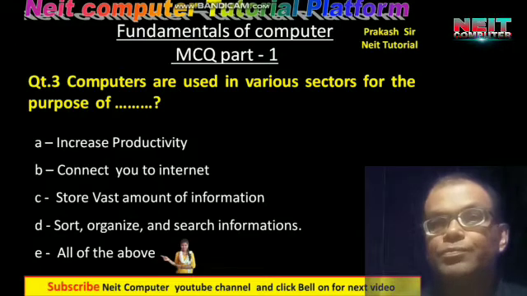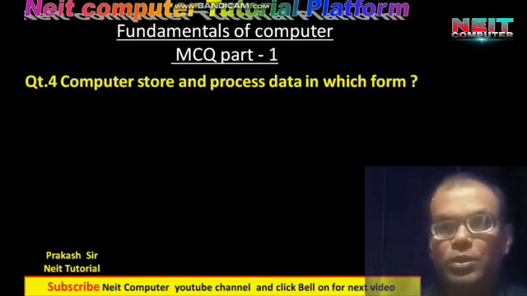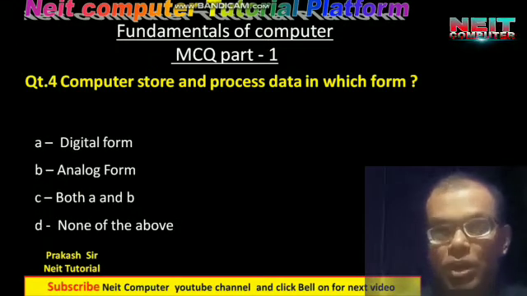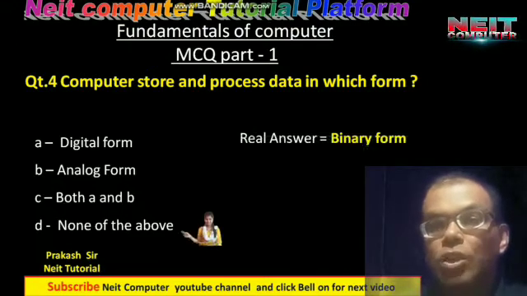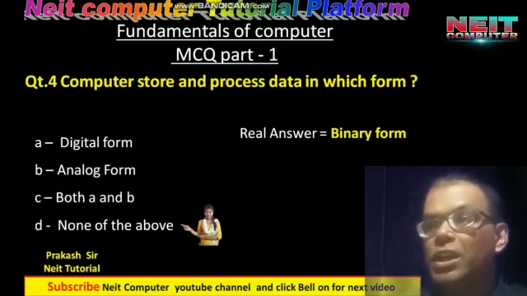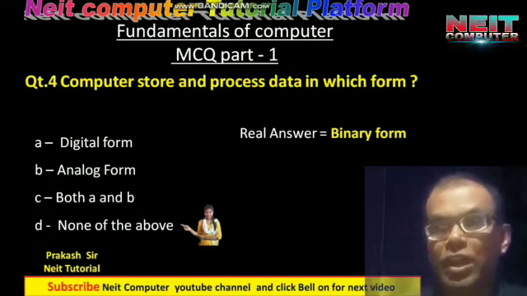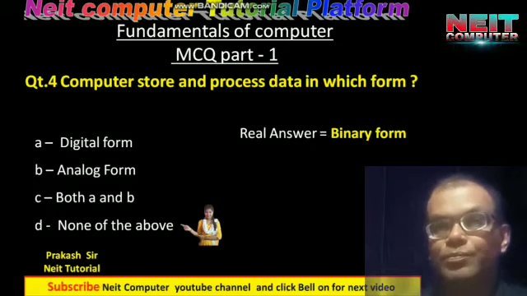The next question is computer stores and processes data in which form? The options are digital form, analog form, both A and B, and none of the above. The correct answer is none of the above because computer stores and processes data in the form of a binary form, that is not in digital form, not in analog form. So that is why binary form is the correct answer. So that is why here option D is the correct answer.